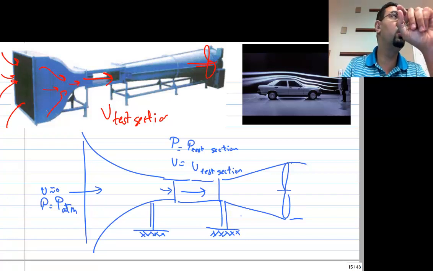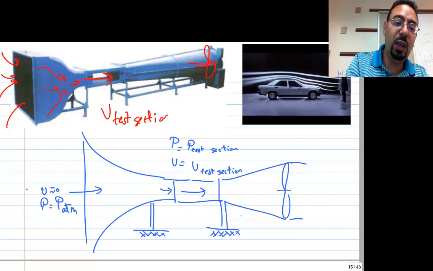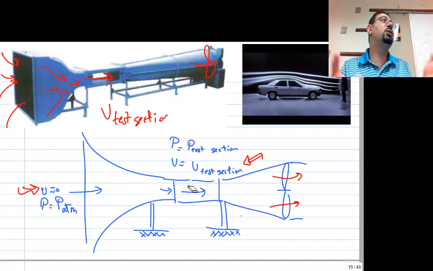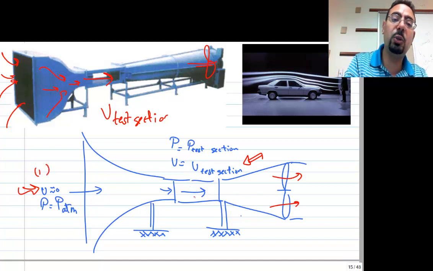As a result, the velocity will increase, right? Achieve V test section. So you can go from V equals 0 over here to V equals V test section over there. This is all because the fan is pulling the air out, right? So the air from this point to that point, until it touched the fan, was under its own energy. The fan didn't touch it yet. The fan didn't give it any extra energy. So one can easily apply the Bernoulli equation between 1 and 2.